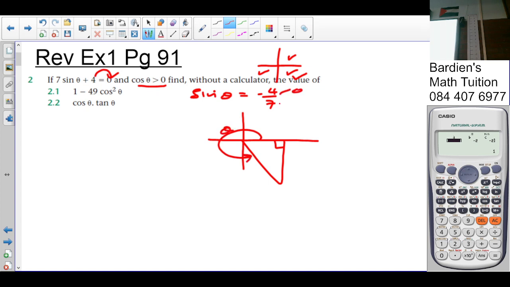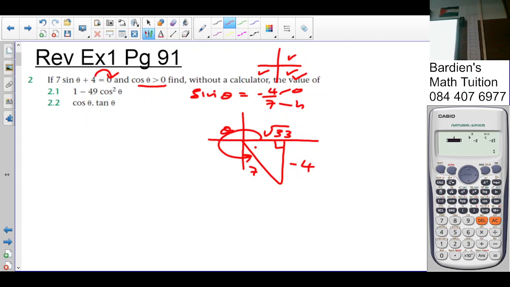Sine stands for opposite over hypotenuse. So opposite is negative 4, that's your reference angle. Hypotenuse, of course, is 7. Apply Pythagoras, what do I get here? It's 49 minus 16. Something 3. 33. Okay. Is that going to be positive or negative? Positive. Why positive? Positive part of the x-axis.